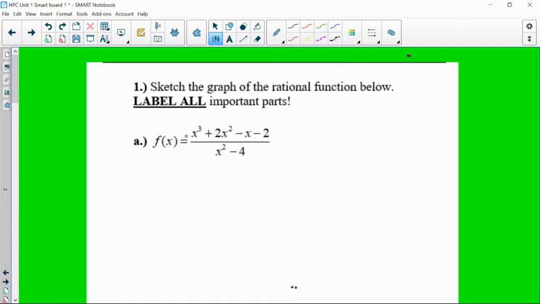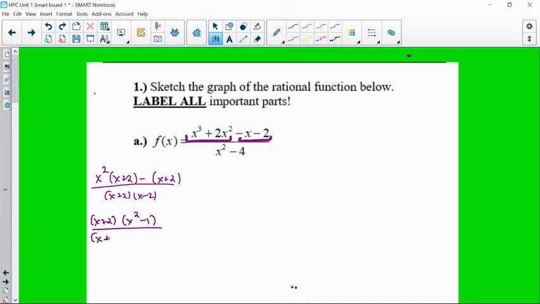So I'm actually going to factor by grouping first. I'm going to factor the first two terms and the second two terms. And when I do that, I can pull out an x squared, and I get x plus 2. And then I'm going to take out a negative, and I get another x plus 2. And in the denominator, that's x plus 2 times x minus 2, difference of squares. So that top, when I factored out that x plus 2, that left me with x squared minus 1 over x plus 2 times x minus 2.